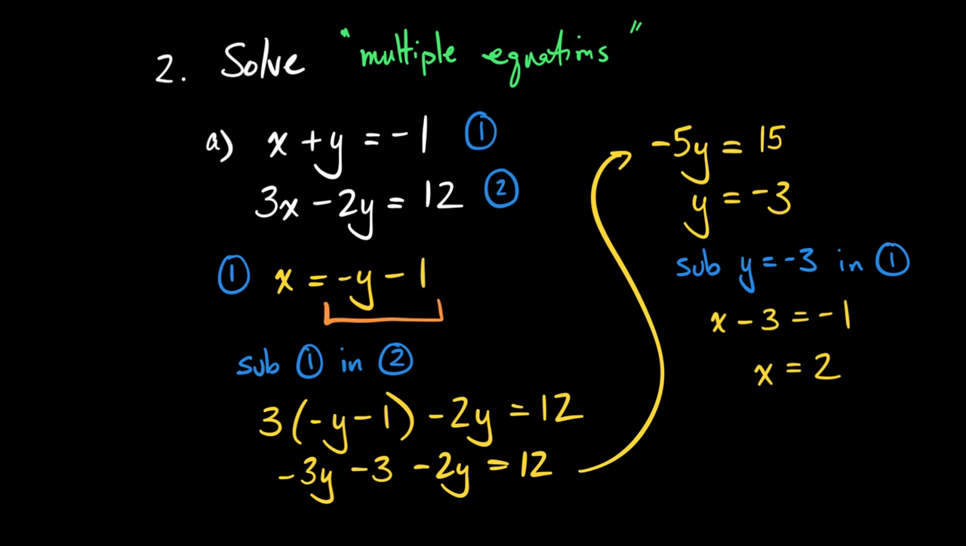The only thing to do to finish off the problem is we actually state our solution as a point of intersection. Or we list the solutions. And we always make sure that we list them in alphabetical order. So x comes before y. So when I list out my solutions, 2 comes before -3. And there we go. We solved the system using substitution.